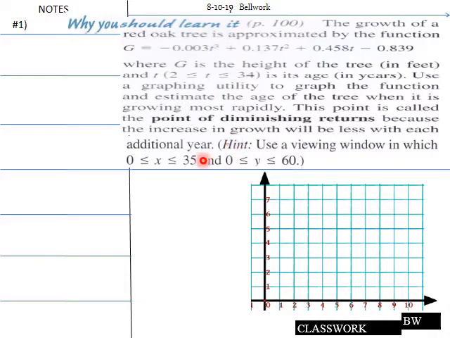Today's bell work is a word problem with this function, where g is the height of the tree in feet and the time is 2 is less than or equal to the growth, the age of the tree, to 34 in years. Use a grapher to graph this function, and then this point is called the point of diminishing returns. So estimate the age of the tree when it is growing most rapidly. So graph it and do that. Give your students about 5 minutes for that.